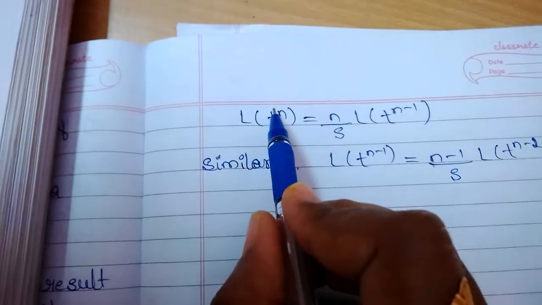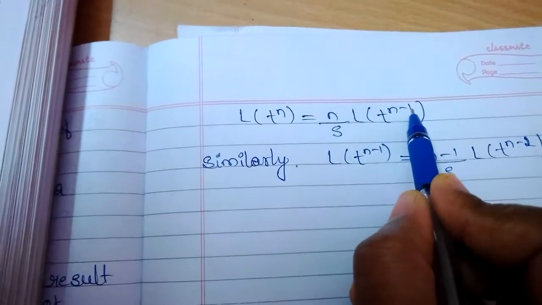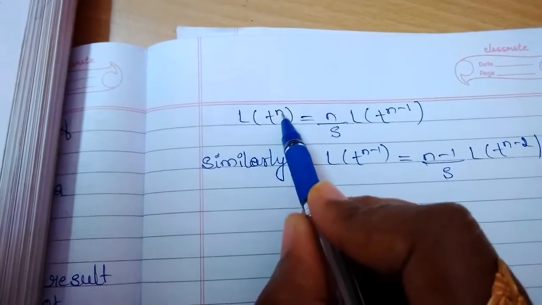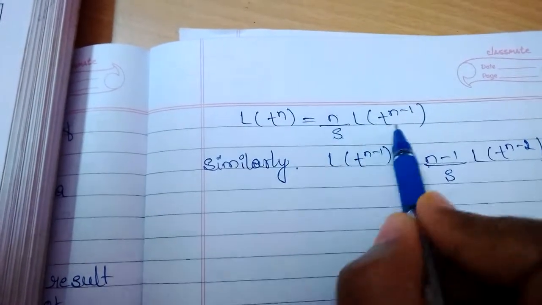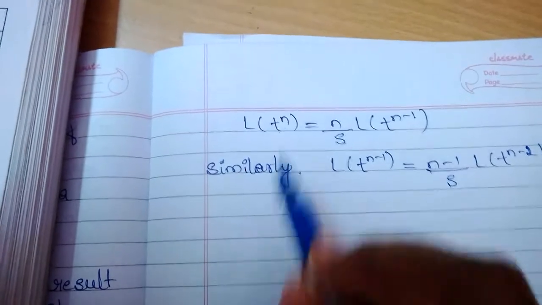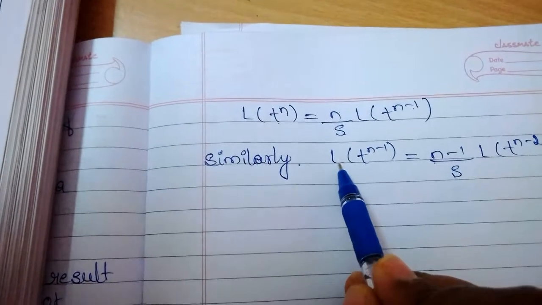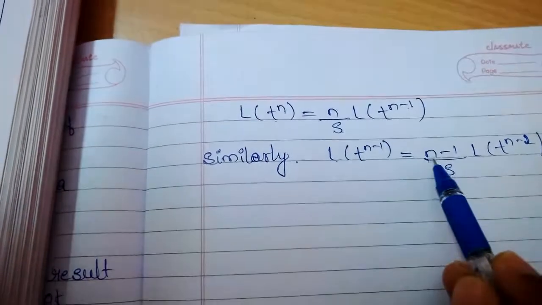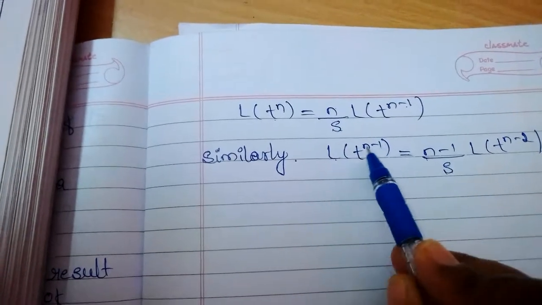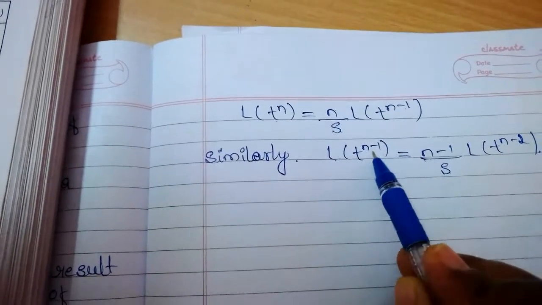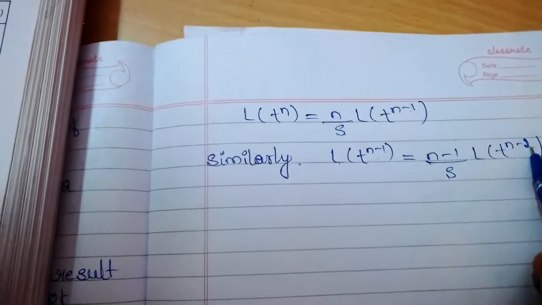Laplace transform of t raised to n can be written as n by s into the Laplace transform of t raised to n minus 1. Means the Laplace transform of t raised to n is equal to n by s into the Laplace transform of this preceding term. Here the preceding term of t raised to n is t raised to n minus 1. Similarly, the Laplace transform of t raised to n minus 1 is equal to n minus 1 divided by s into the Laplace transform of the preceding term. The preceding term of t raised to n minus 1 is t raised to n minus 2.